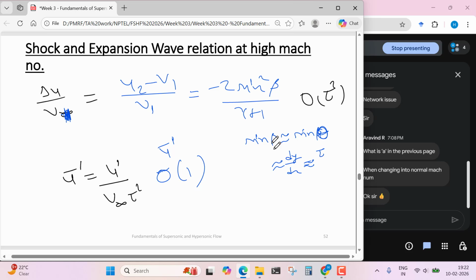So in the hypersonic small disturbance theory, we have seen that beta is of the order of tau, as tau is nothing but d by L, where d is the thickness of the body and L is the length of the body. And this sin beta is also approximately equal to sin theta for small angles.